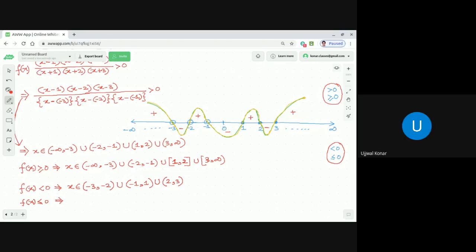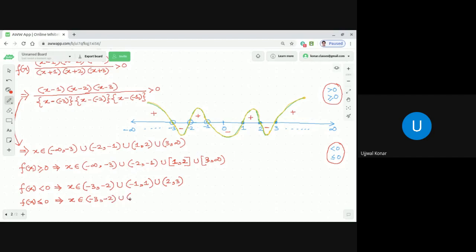So what are the points for which we need to change the open interval to closed interval? The points that are filled up circles. That is 1, 2 and 3, correct, dear students? So what will it be? x belongs to minus 3 to minus 2. It will be as it is because there is no filled up circle related to minus 3 and minus 2.